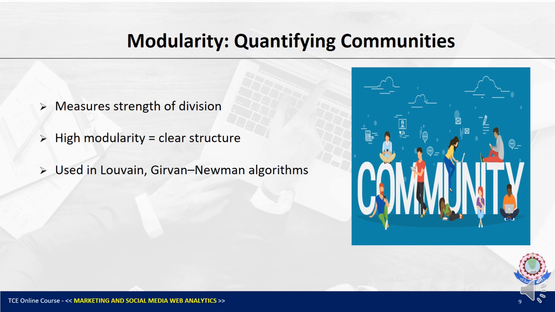Modularity, quantifying communities. Modularity measures how strongly a network divides into communities. A high modularity means distinct, separate groups. Low modularity means mixed connections. Analysts use modularity to track how marketing campaigns or social trends reshape group boundaries. Algorithms like Louvain and Girvan-Newman optimize modularity to find communities automatically.